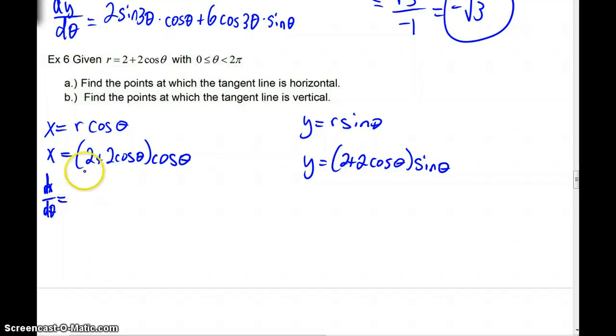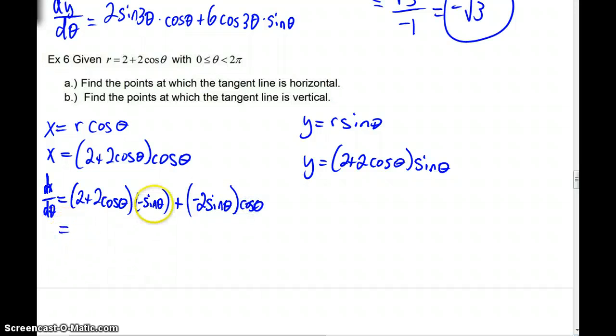dx d theta, well, use the product rule. We've got our first function, 2 plus 2 cosine of theta, times the derivative of the second, which is negative sine of theta, plus, well, now we're going to take the derivative of our first function. First here is going to be negative 2 sine theta times our second function, which is cosine of theta.